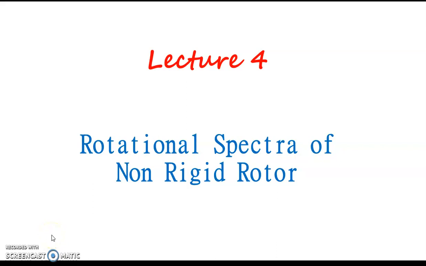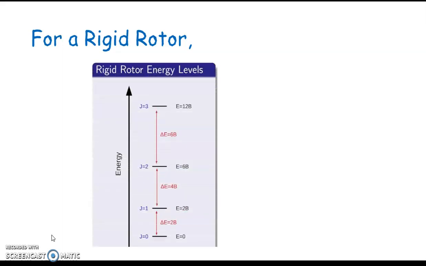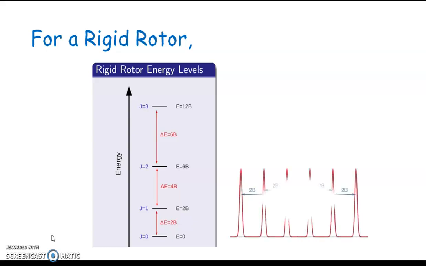Hello. In this lecture, we will discuss the rotational spectra of a non-rigid rotor. In the previous lecture, we discussed the rotational energy levels of a rigid rotor and the transitions between them, which give rise to rotational spectra having peaks at 2B, 4B, 6B, 8B, 10B, 12B, etc. with an equal spacing of 2B centimeter inverse.